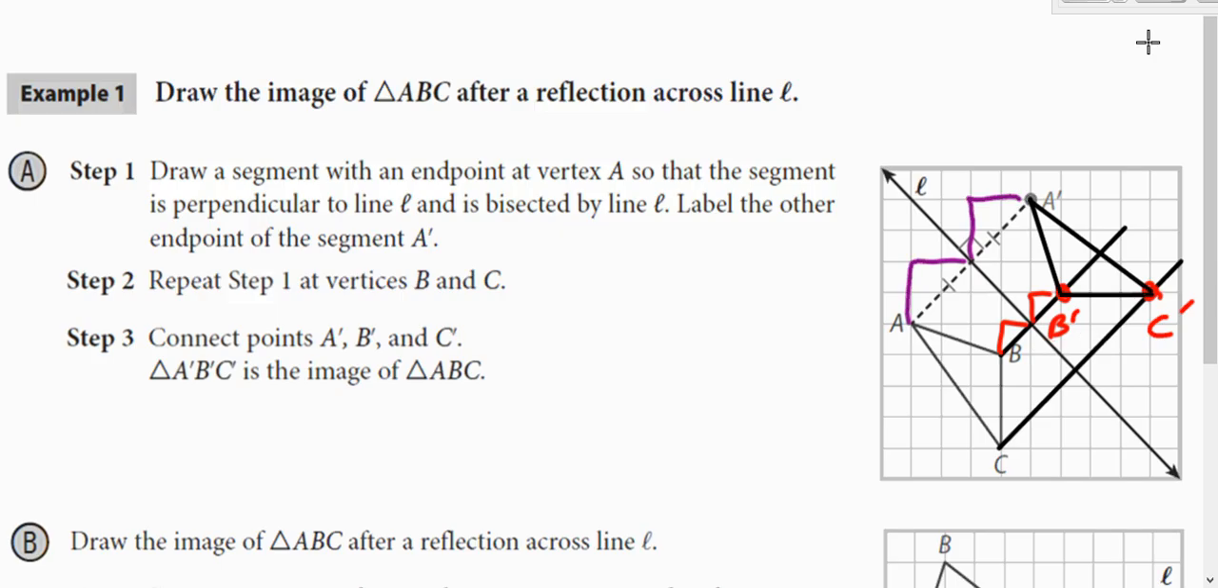So it will look very similar. It's just the mirror image. So if I get rid of some of this extra stuff, you'll see just the mirror image. If line L was the mirror, it's on the same thing. If you were to fold it on L, it would match up.